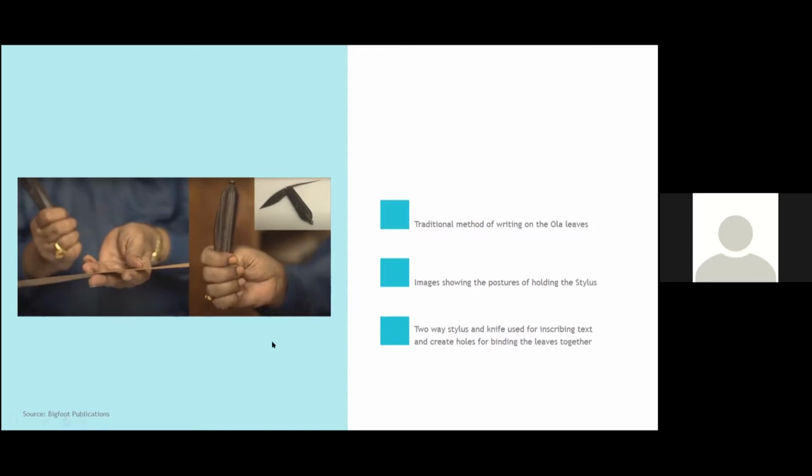So this is how the stylus looked that was used to inscribe text on the surface of the leaves, and posters showing how the stylus was held in hand, encircling the stylus with the thumb between the four fingers tightly. And the stylus was a two-way tool, having both a nail-like pointed element to inscribe the text as well as a knife attached to it to size the leaves and make holes in them for binding purposes.